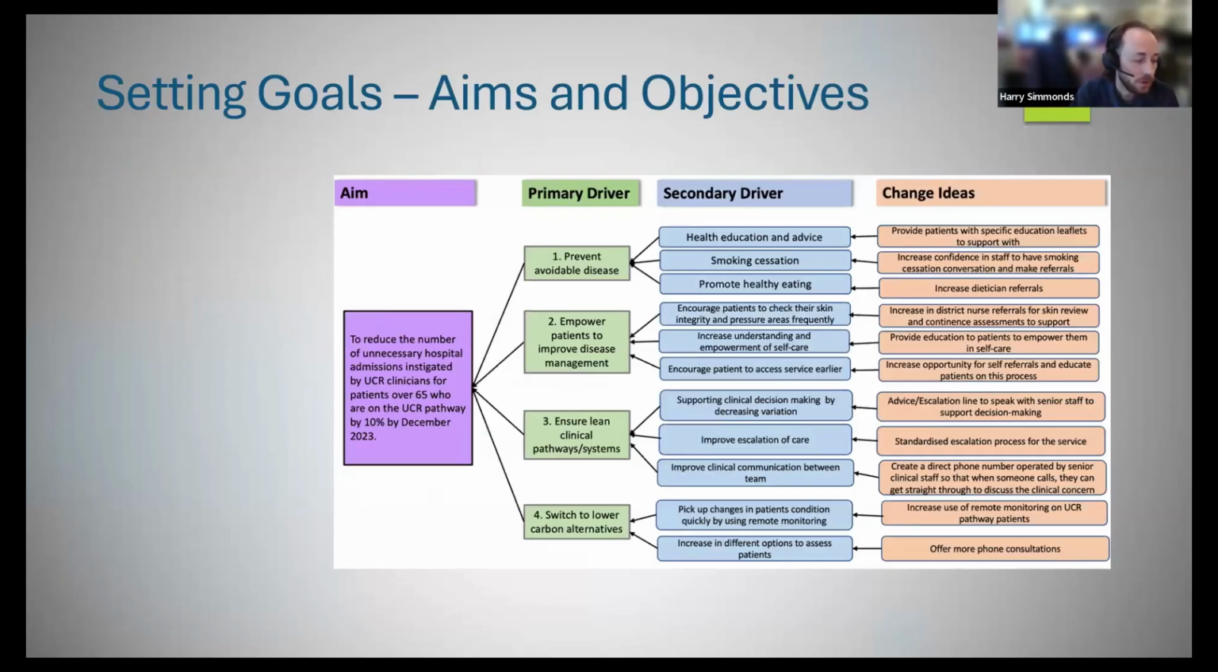So a quality improvement project was undertaken to decrease the number of unnecessary admissions instigated by our staff, and to achieve the aim, objectives were set to decrease variation in decision-making across the team, improve the escalation process, and improve clinical communication between team members. Part of that was to improve the escalation process within the team, and we did that through reviewing the team's understanding of the News 2 score and how we utilised it within the team, and updating our processes.